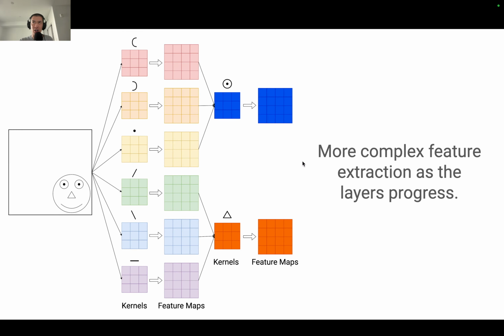And in a convolutional neural network, there is more complex feature extraction as the layers progress. So in the early layers, we have very basic feature extraction, like some basic lines, a dot, and half circles or semicircles. But as the layers progress, we have a kernel for an eye and a kernel for a nose. And this eye is constructed from the semicircles and the dot. And this triangle nose is constructed from these three lines here. So just remember this: more complex feature extraction as the layers progress.